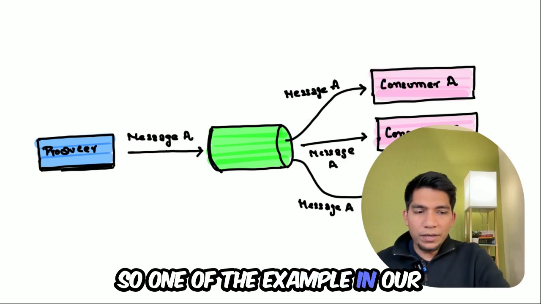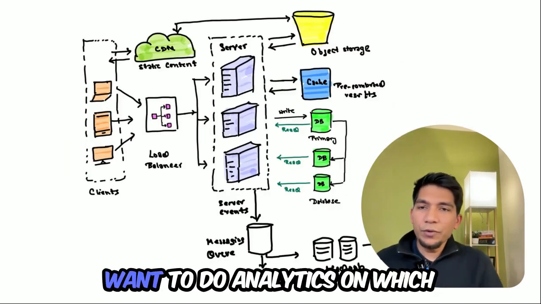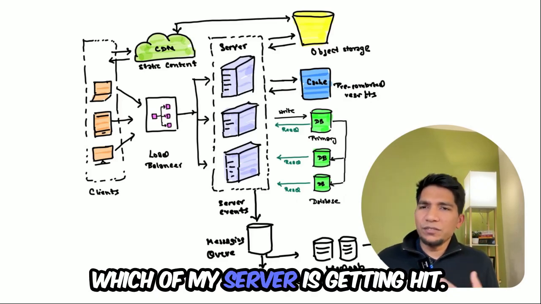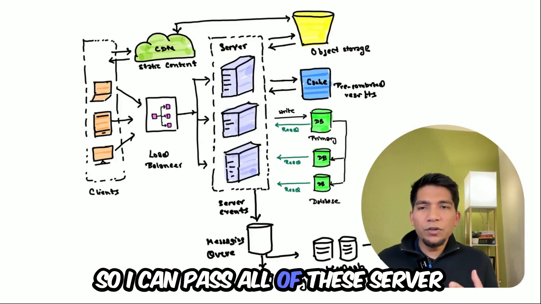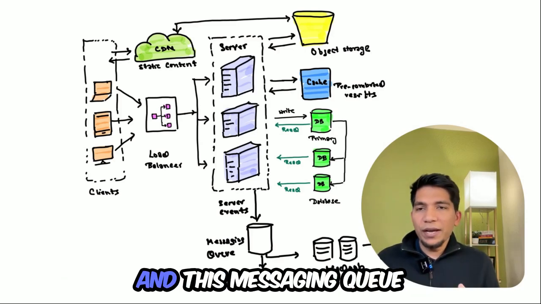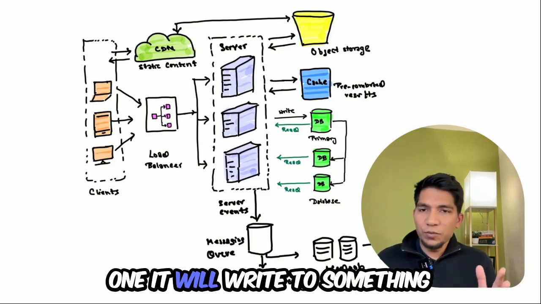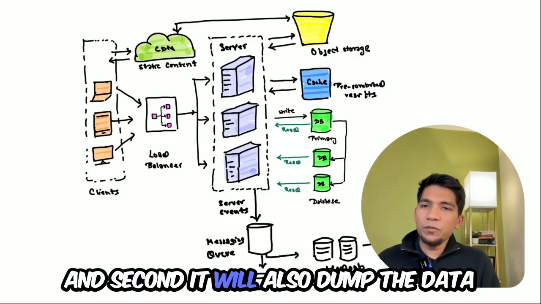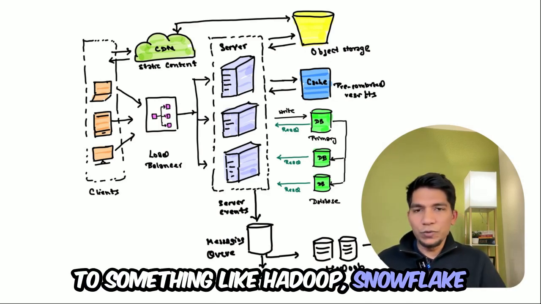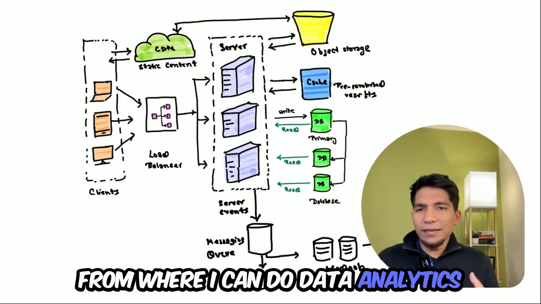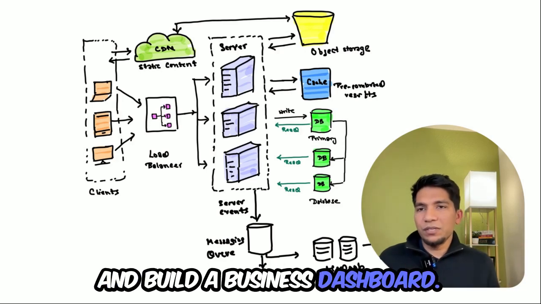One example in our architecture could be, let's say I want to do analytics on which customer is uploading how much data, which of my servers is getting hit. So I can pass all of these server events to a messaging queue. And this messaging queue will do two things. One, it will write to something like object storage where it will be stored permanently. And second, it will also dump the data to something like Hadoop, Snowflake, or another data warehouse engine, from where I can do data analytics and build a business dashboard.